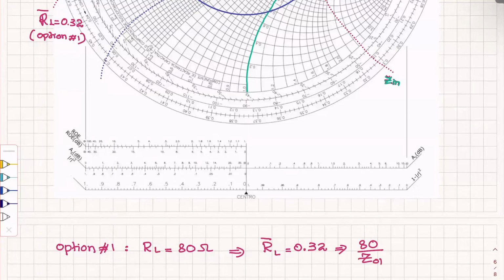Z01, which in the beginning I did not specify, should be 0.32, or Z01 should be 80 divided by 0.32, which in fact makes this impedance 80 divided by 0.32, 250 ohms.